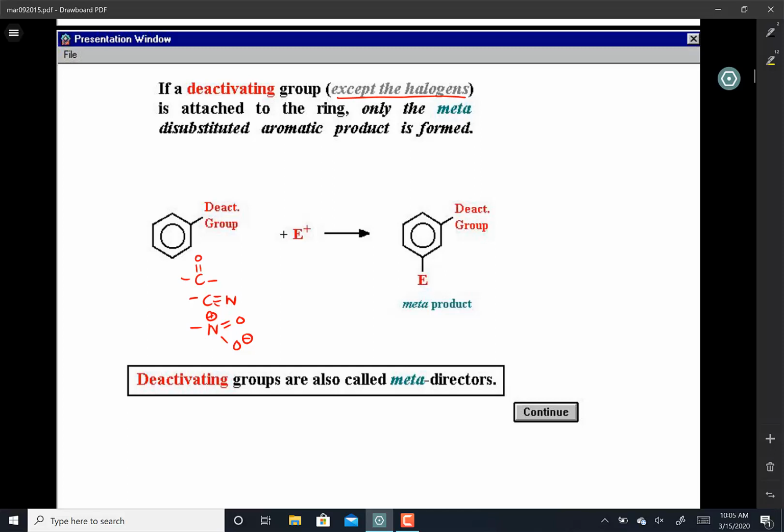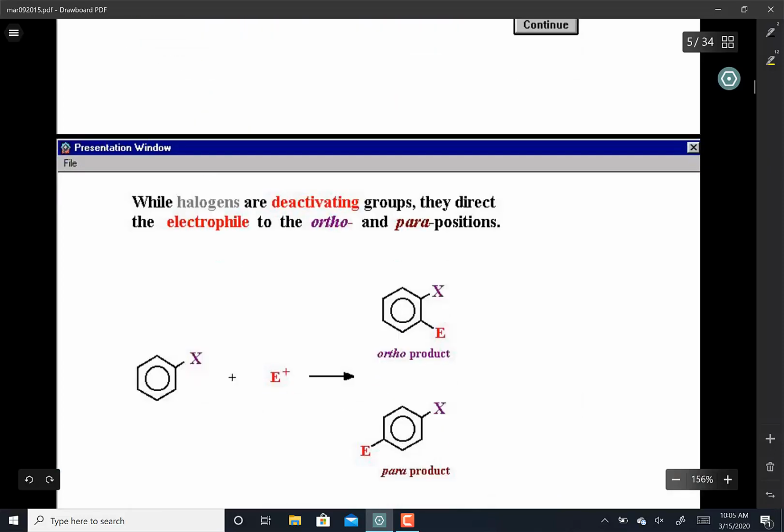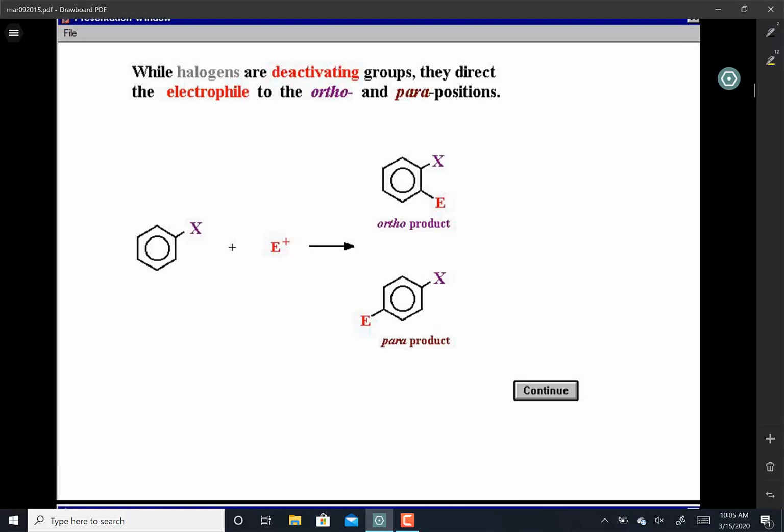Okay, so that's the reason why we have to know that chart. And then halogens turn out to be deactivating, but they do direct to the ortho and para positions. They're kind of the exception to the rule.